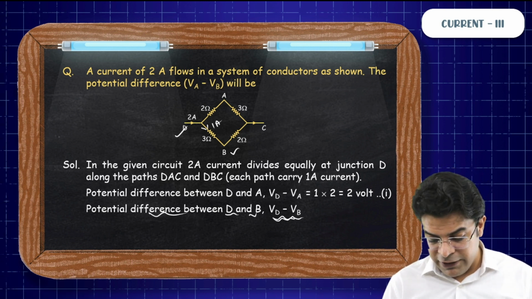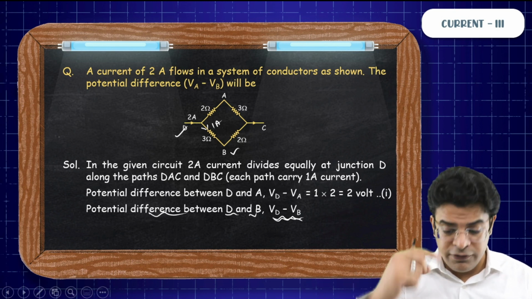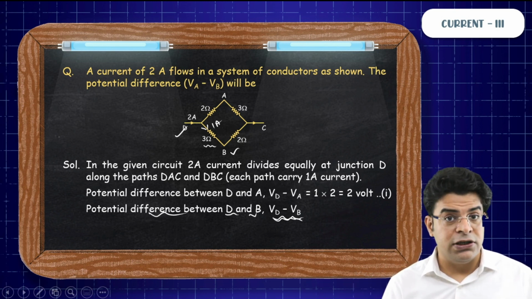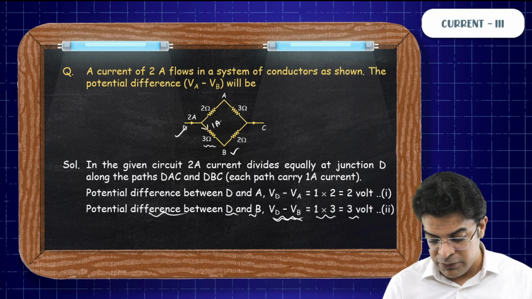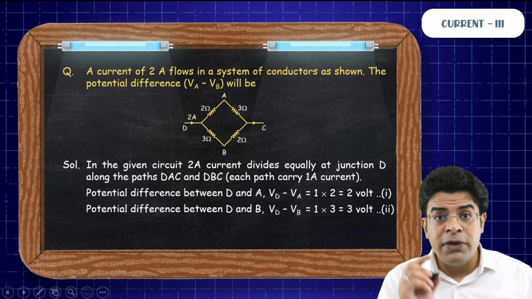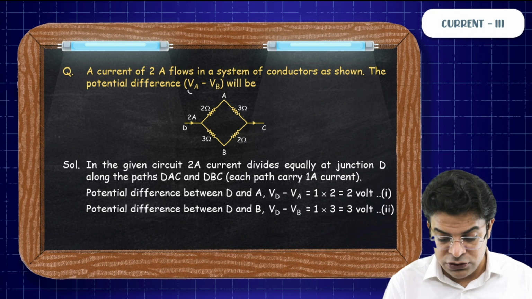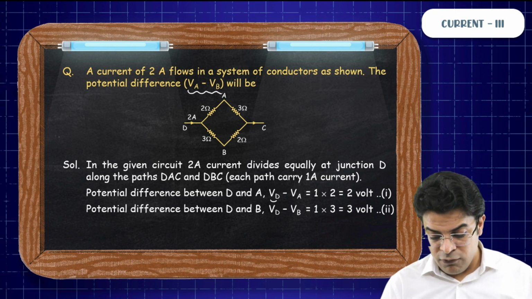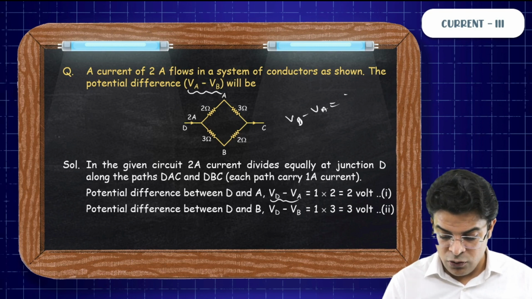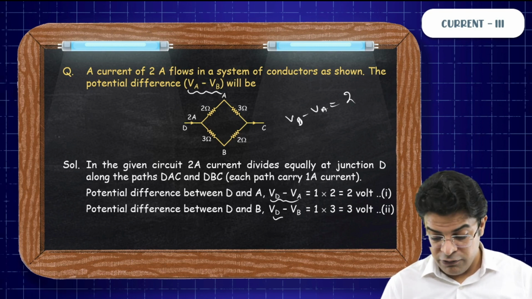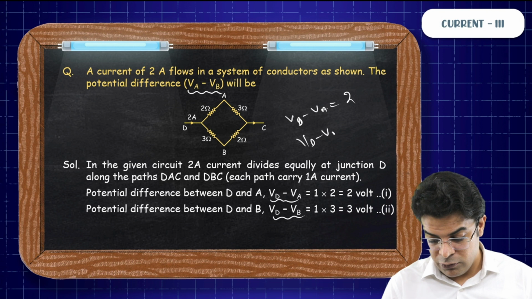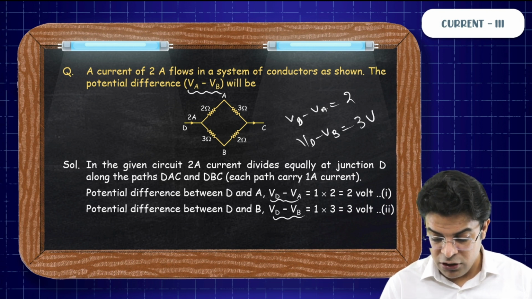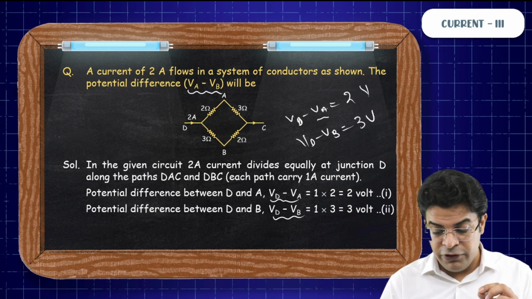So you will say VD minus VB, the potential difference across this 3 ohm resistor, has to be equal to 1 into 3, that will be 3 volt. Our mission is to find what? Our mission is to find VA minus VB. We know VD minus VA is 2 volt. We know VD minus VB is 3 volt. Our mission is to find VA minus VB.